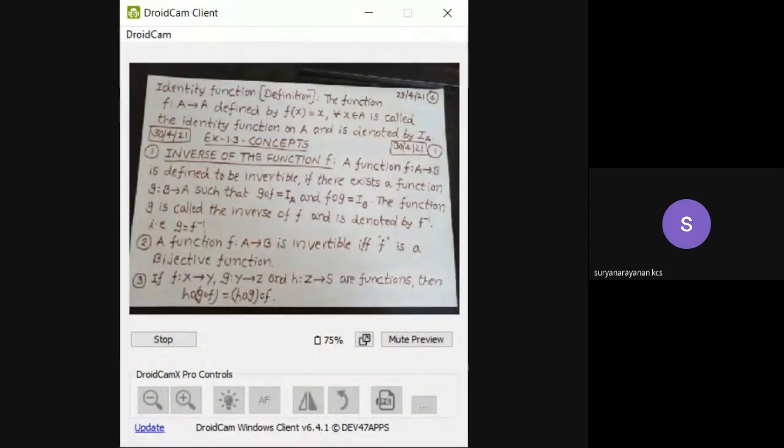Okay, my dear children, see these points. The next point is invertible function. What is meant by invertible function? Yesterday, I just introduced that point, invertible function.